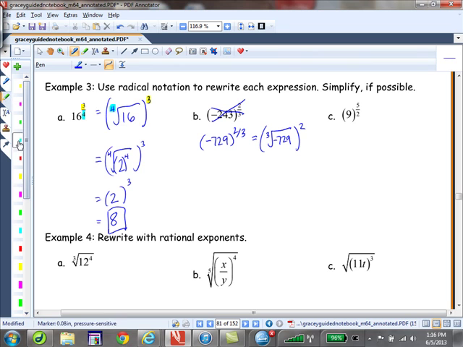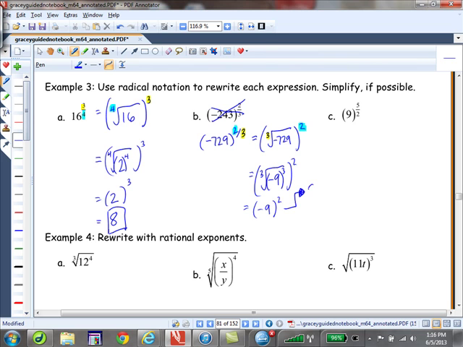And again, this is just going to take practice for you so that you can determine which way to write it. But this is often the way. So here we'll have the cube root of negative 9 cubed squared, which will be negative 9 squared, which is positive 81.